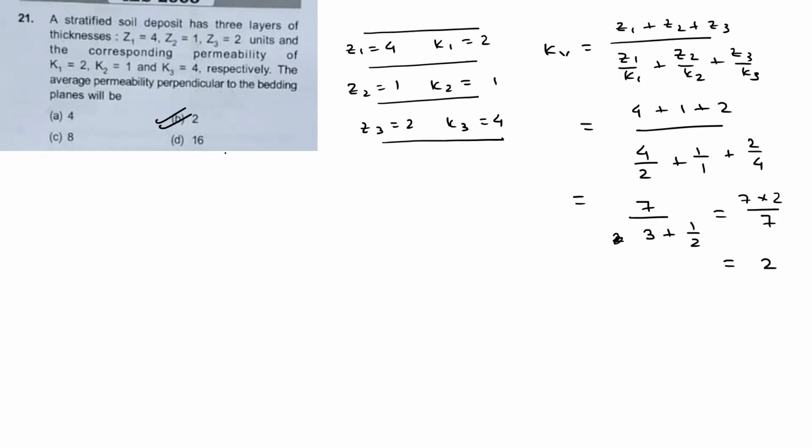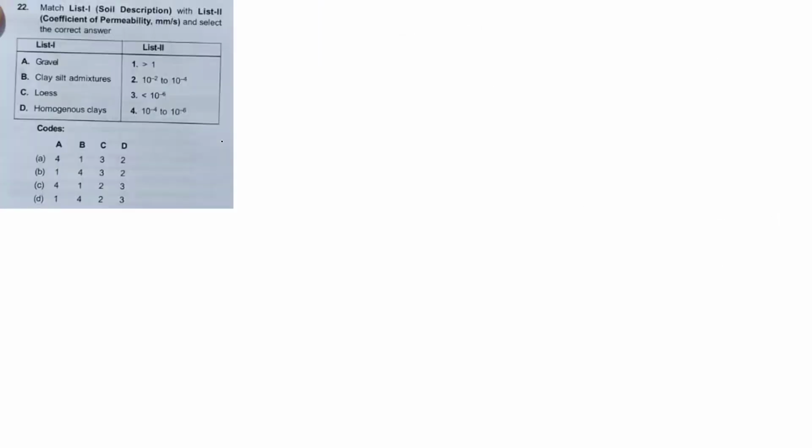Now question number 22. Match list 1, soil description, with list 2, coefficient of permeability in mm per second, and select the correct answer. For gravel, the coefficient of permeability will be the largest. Among these, this is the largest, so A will match with 1.